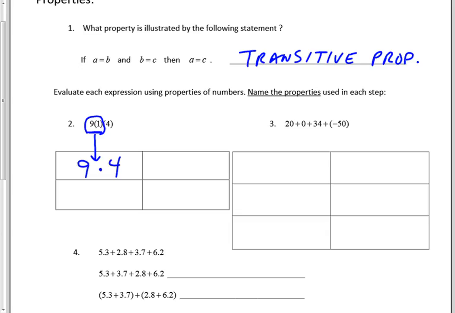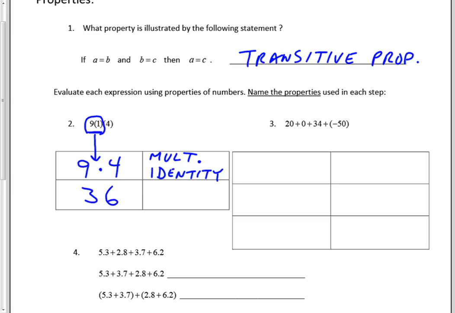Take a look at your sheet. That is identity, but what property? Multiplication. If you just wrote multiplication identity, that would have been enough. So whatever the reason is for that step, that's what you write down.